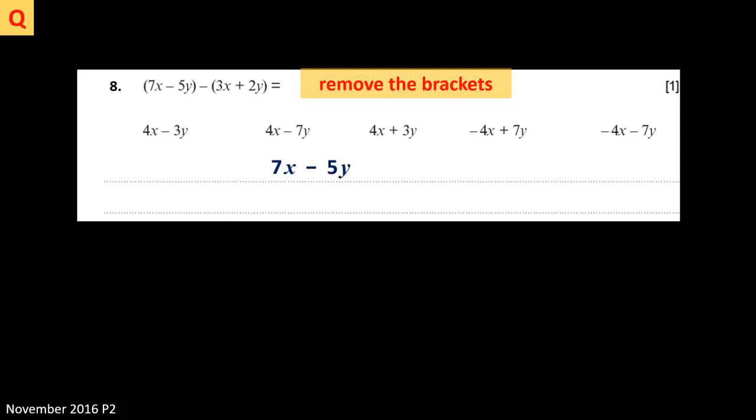We've got minus everything in the second bracket. So minus 3x is minus 3x. And then we got minus plus 2y. So it's minus 2y. And now what we've got to do is just use circles and squares. So that's 4x. Then we got minus 5y, minus another 2y. That's minus 7y. So that's the one, the answer there is that one.